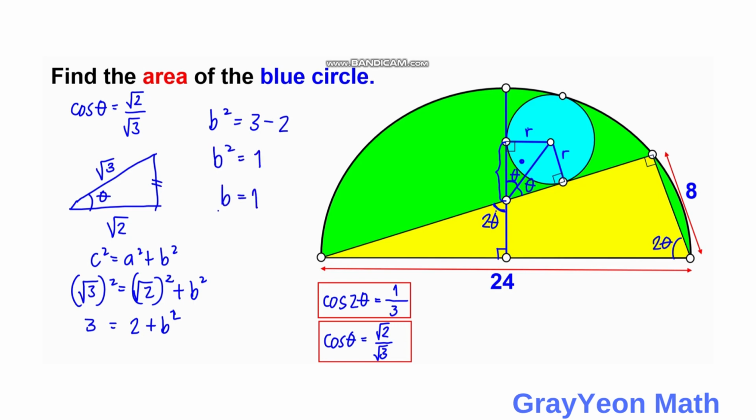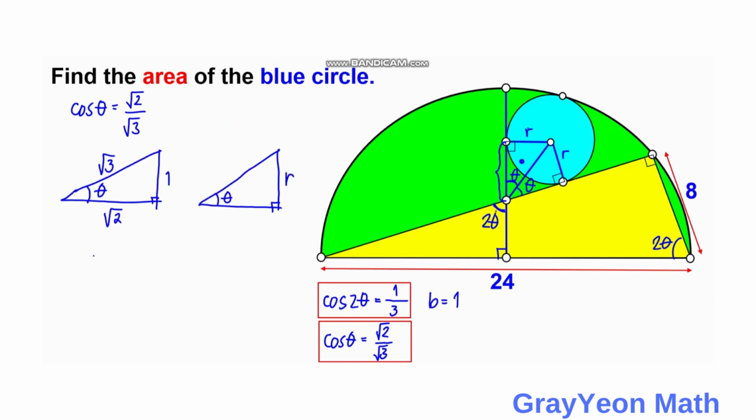So this means that this right triangle has the opposite side to angle theta equal to 1. So we have now completed the sides of this reference right triangle.